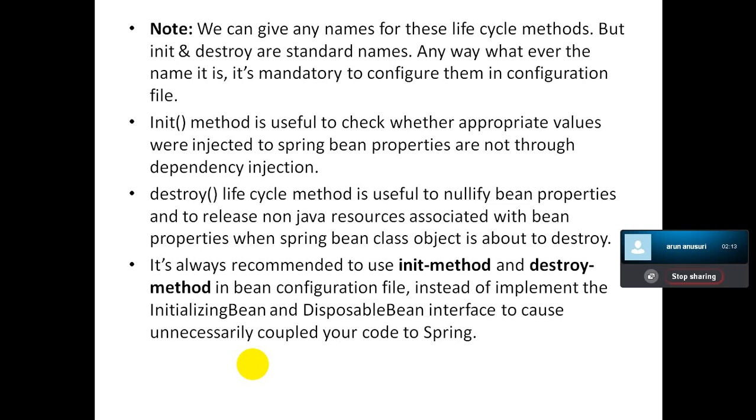The init method is useful to check whether appropriate values were injected into the Spring Bean properties or not through dependency injection. The destroy lifecycle method is used to nullify the bean properties and to release non-Java resources associated with the bean properties when the Spring Bean class object is about to be destroyed. So these are the typical scenarios where we use init or destroy methods.